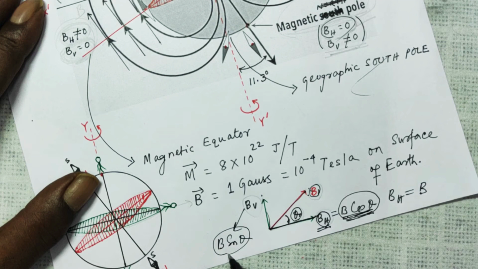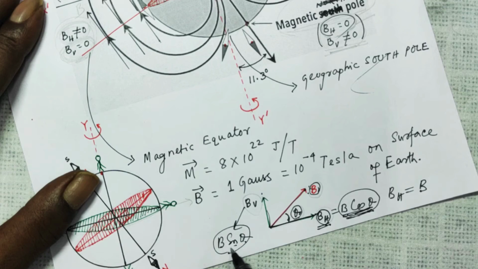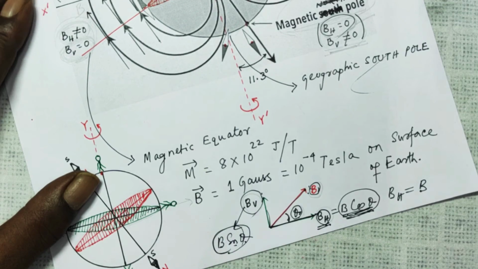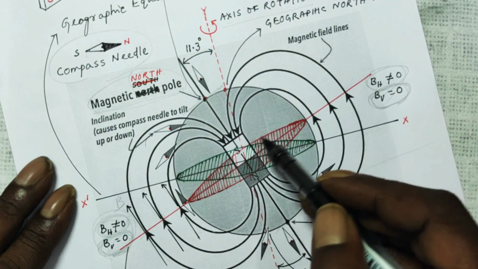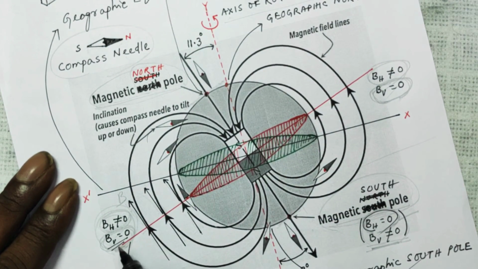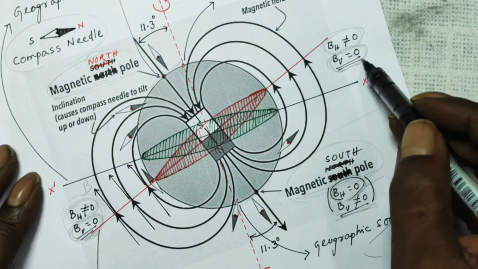And what about B sin theta? Since theta is 0, sin 0 is 0. So 0 into B is equal to 0, means BV will be 0. So at all points on the magnetic equator, BV is equal to 0.